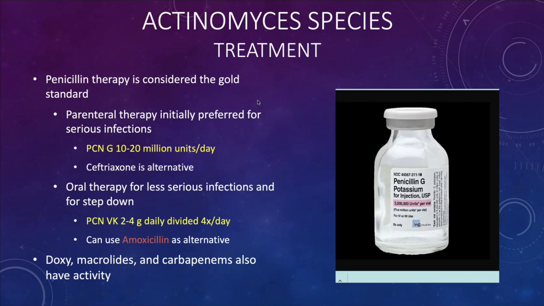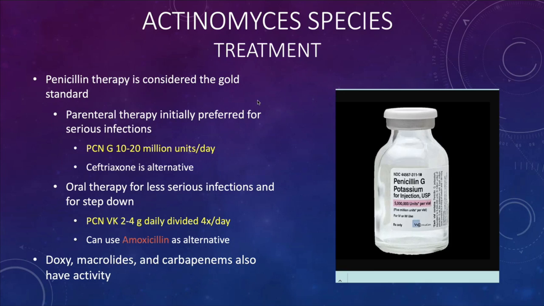So what about treatment? Well, penicillin therapy is considered the gold standard. And in serious infections, parenteral therapy is preferred, usually with aqueous penicillin G, 10 to 20 million units per day, as we did with our recent patient. But ceftriaxone is an alternative if you have a penicillin allergic patient.